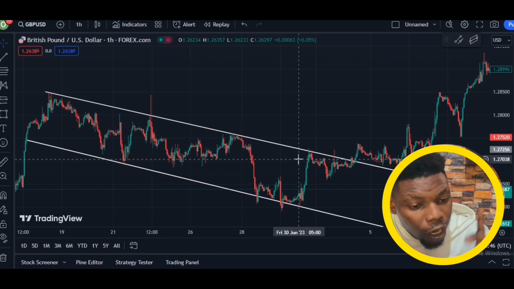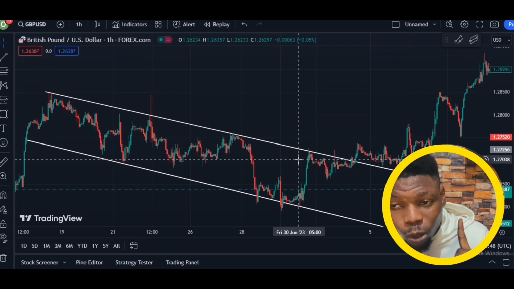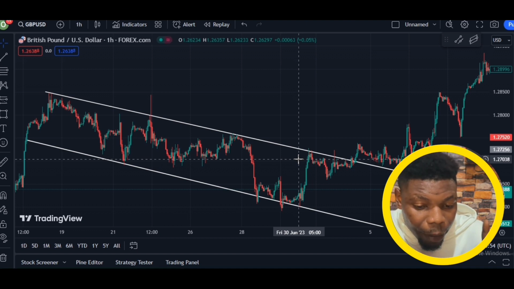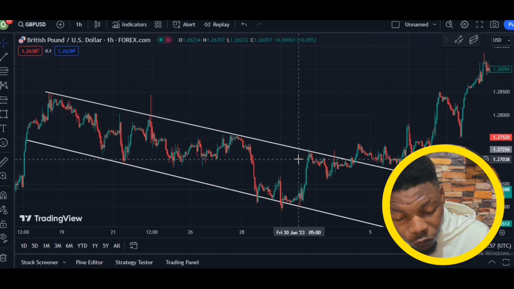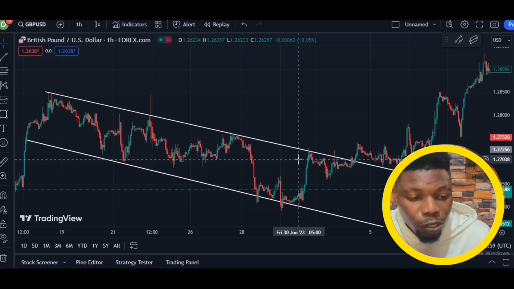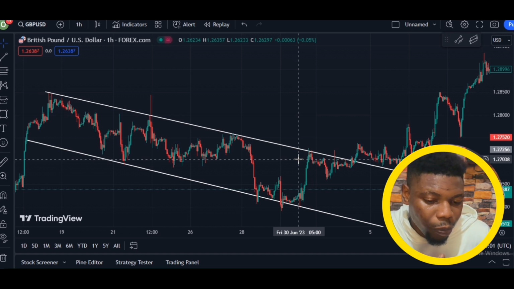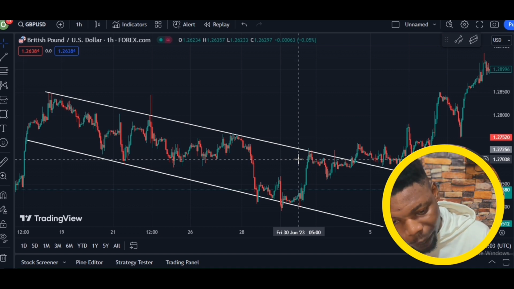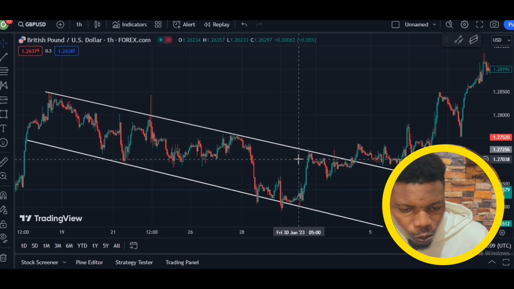So what did I tell us? For us to enter a flag pattern, we need to enter on two things. What are those two things? We need to see a retest on the trend line and a retest on the last supply. So if we are entering on a bullish flag, we are entering on the last supply that broke structure. You understand what I'm saying, guys? Or a breaker block that broke structure.